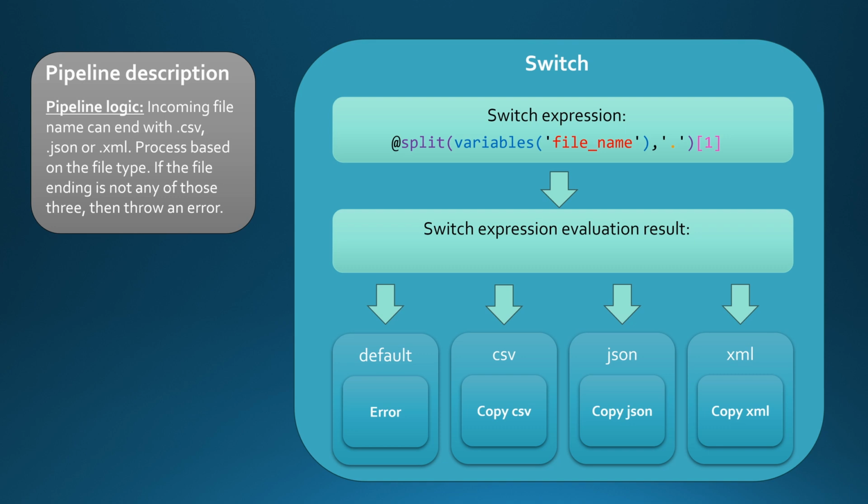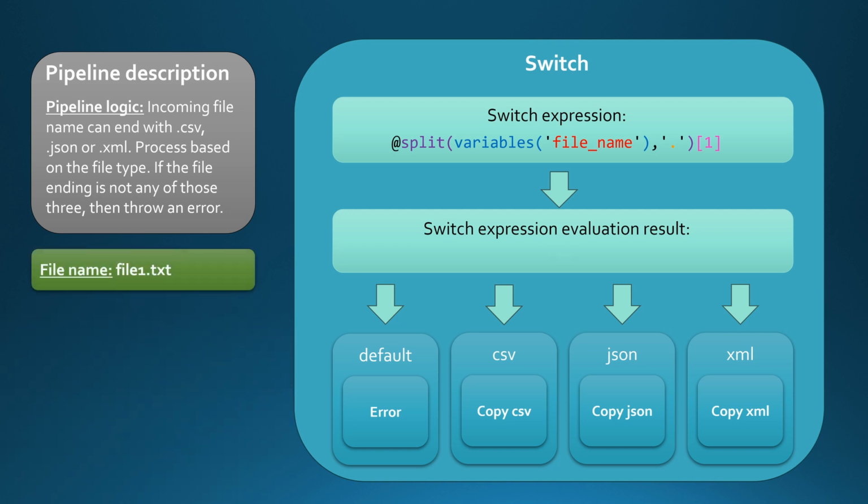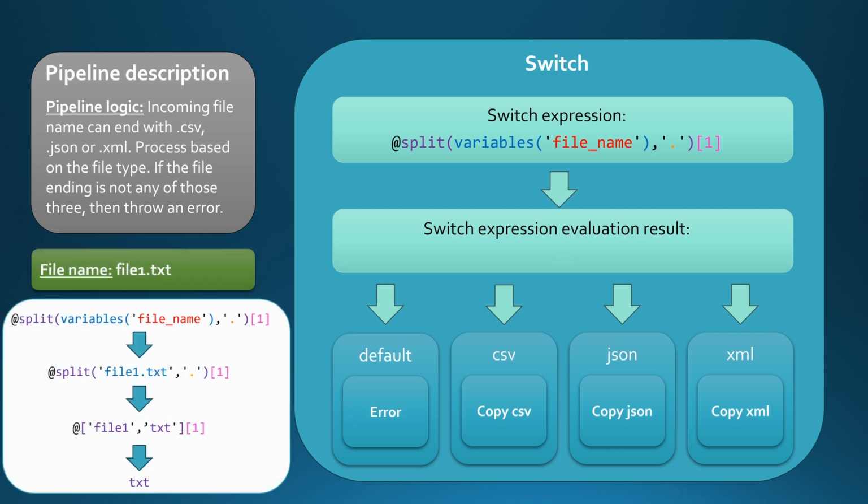And now let's test our switch logic here. Let's have a file name file1.csv incoming to this data pipeline. So first our switch expression evaluates, and it will evaluate to csv, which will then run our CSV case and copy our CSV file. Now let's mix things up and change our file name to file1.txt. Our switch expression runs and it will evaluate to txt, and this is not matching with any of our cases, so it goes to the default case, meaning it results in an error message.